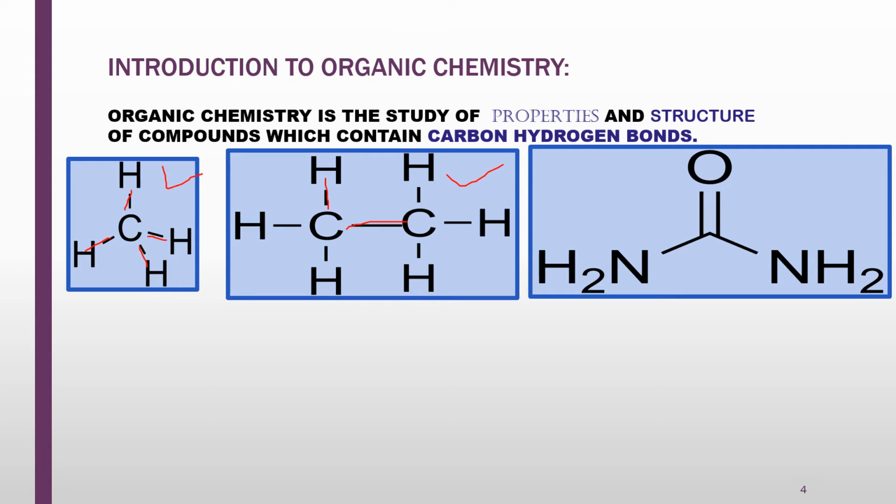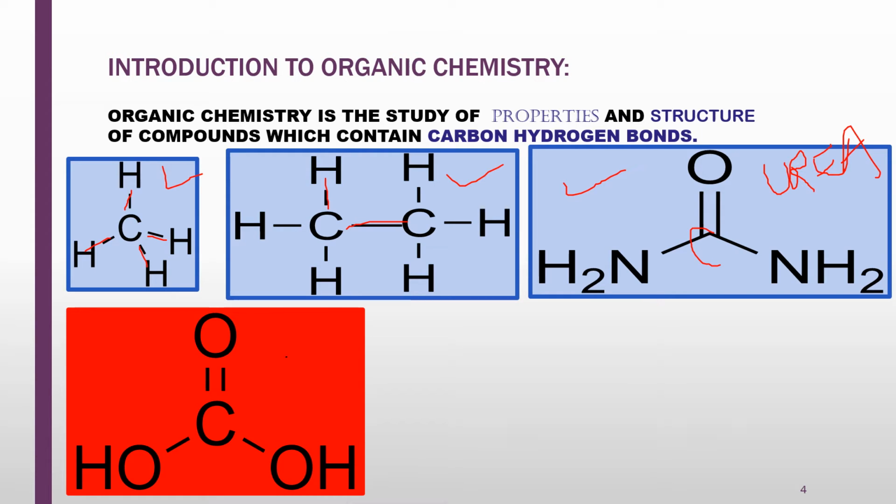But if you see the third example, that is urea, this molecule is urea. You will see that there is no direct carbon-hydrogen bond, but still it is an organic compound. You can say that it may be an exception.